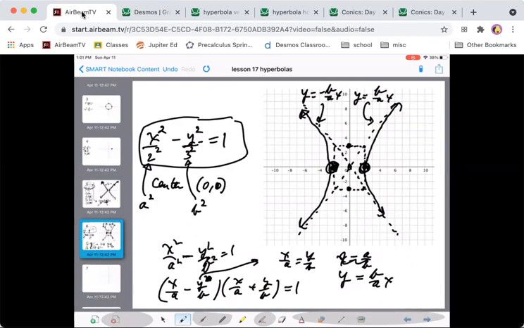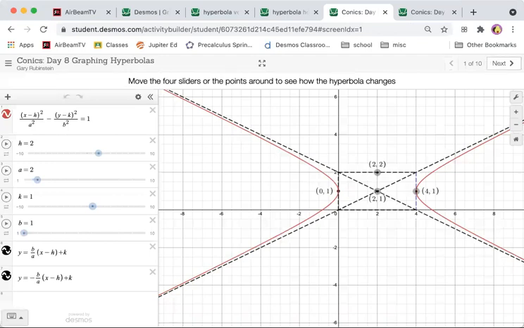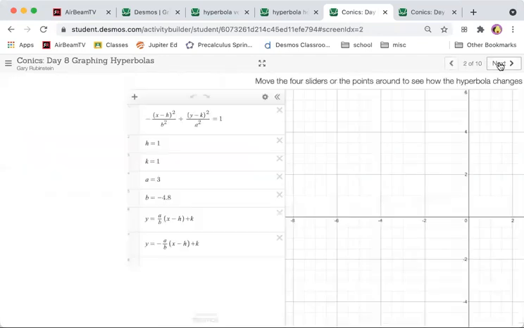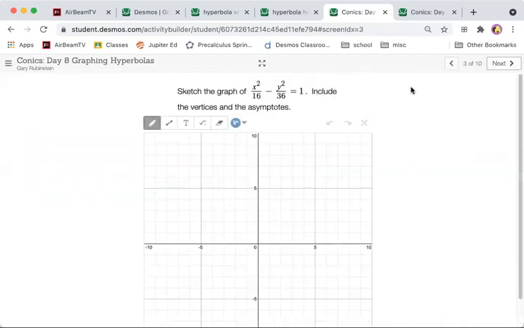Now, there's a question on the Desmos activity where they want you to do practice one. So you can take a minute to do that.